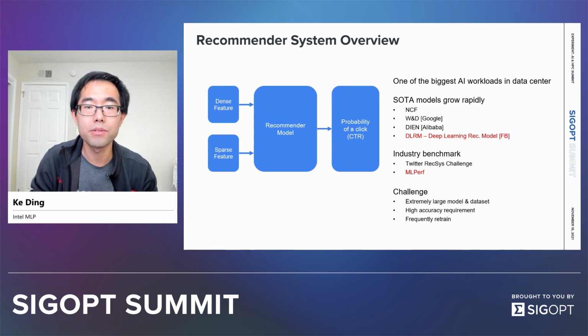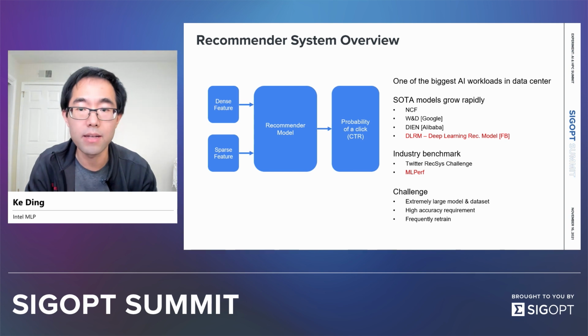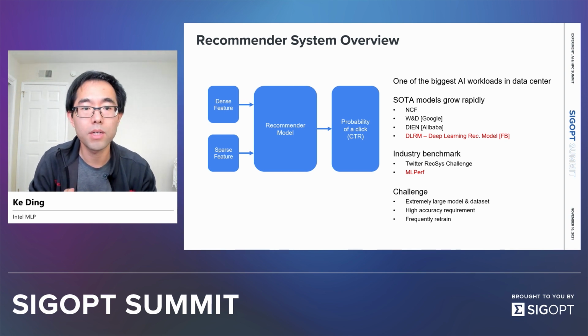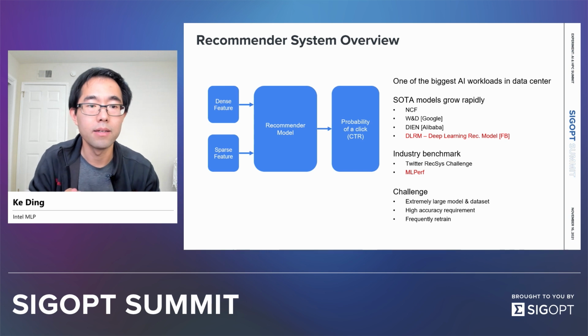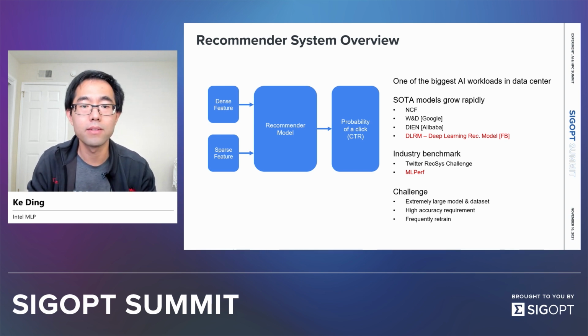A typical recommendation system takes two types of data as input. One is so-called numerical dense features. Examples are age, number of purchases per month, active minutes per day on a certain application. And the other type of input is categorical sparse features. Examples are gender, product ID, location. Sparse features are usually very large due to their nature.